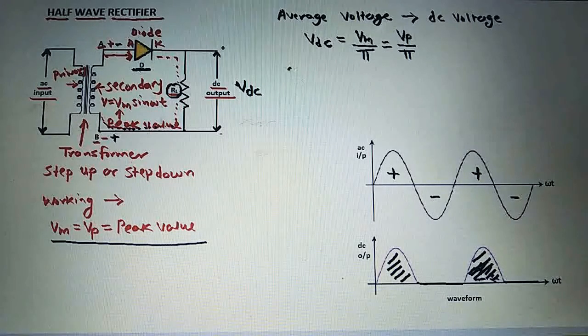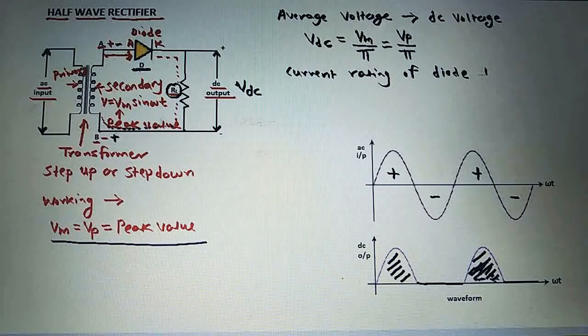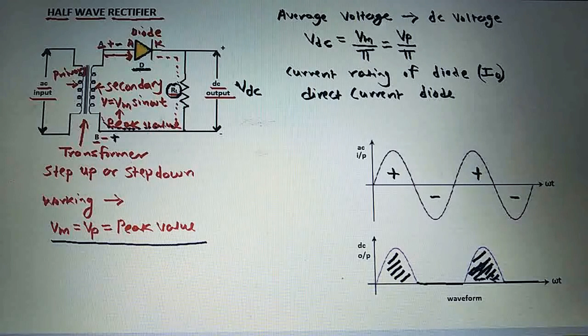Next is the current rating of the diode, and this current rating of the diode is denoted by IO. So what is the current rating of the diode? How much direct current the diode can handle is called the current rating of the diode.